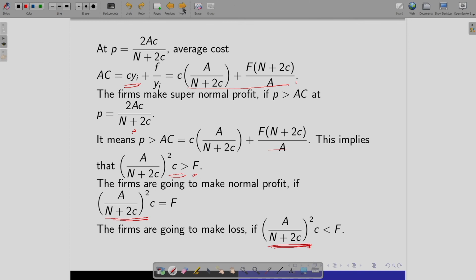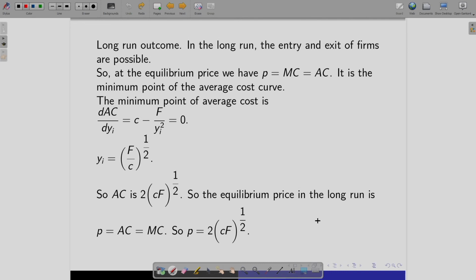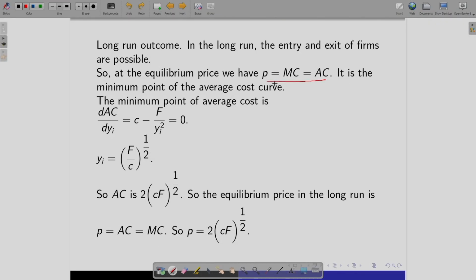So, now depending on the actual value of f, a, c, n, we can get whether there is a supernormal profit or there is a loss or there is a normal profit. Now, we see what is going to be the outcome in the long run. Okay. So, in the long run, we know the equilibrium condition is this.